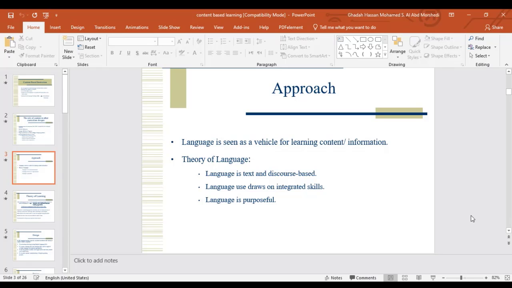Also, you integrate the skills, reading, writing, listening, speaking, to learn a language. And at the end, the language is what? Purposeful. That means you use a language for a purpose, okay? For example, to communicate with others.